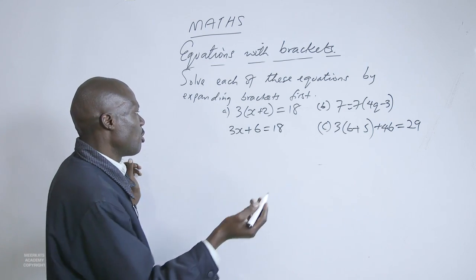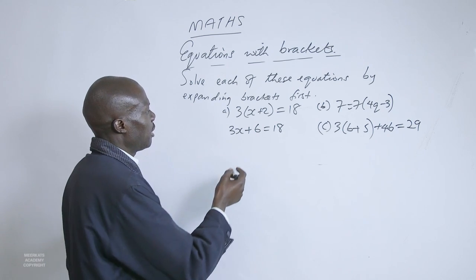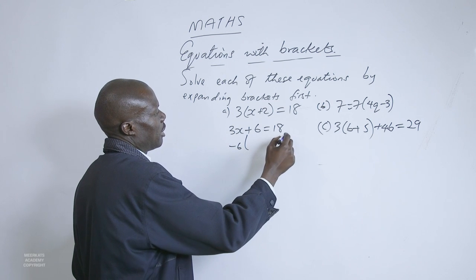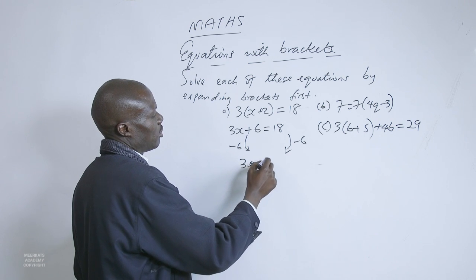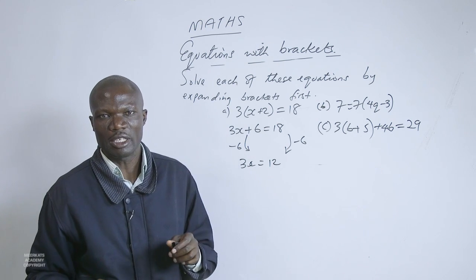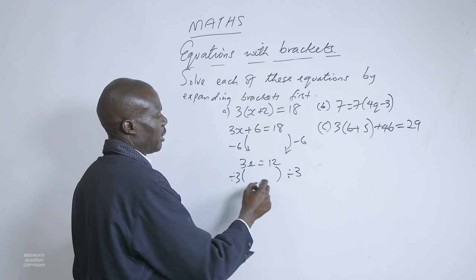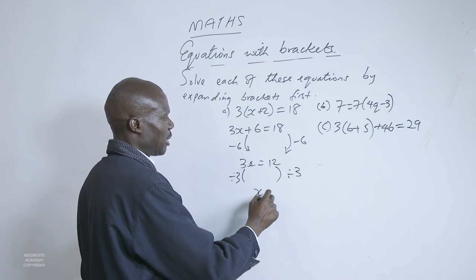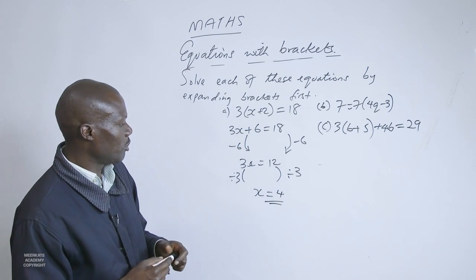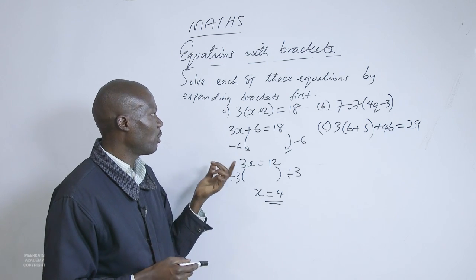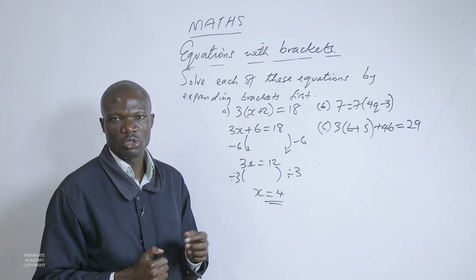Then from there, we start our usual method systematically by simply minus 6 here, minus 6 here, and when you do that, you'll find the remaining 3x is equal to 12. That is 18 minus 6 is 12. Then divide by 3, divide by 3, and you find that 3x by 3 is x, and 12 divided by 3 gives us 4. So the value of x, given that 3 into x plus 2 in close bracket is equal to 18, is x equals 4.